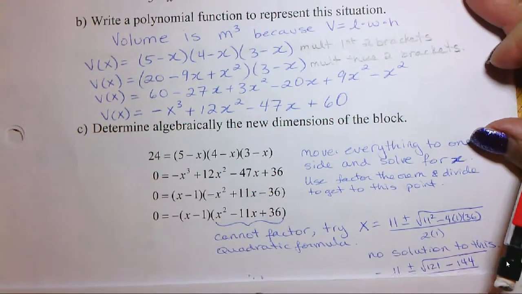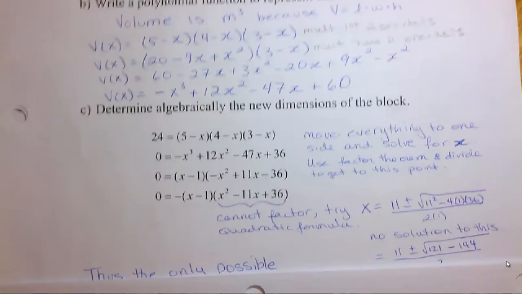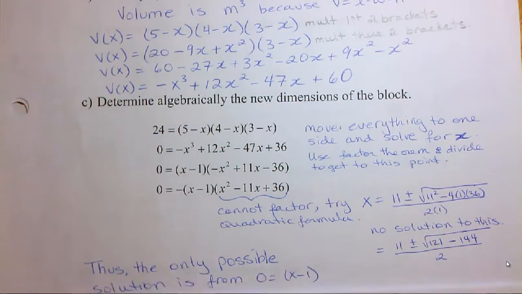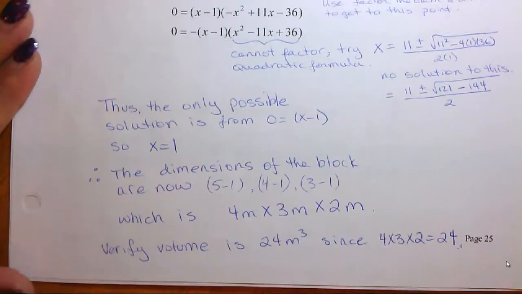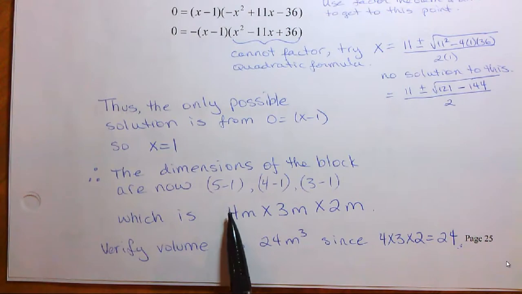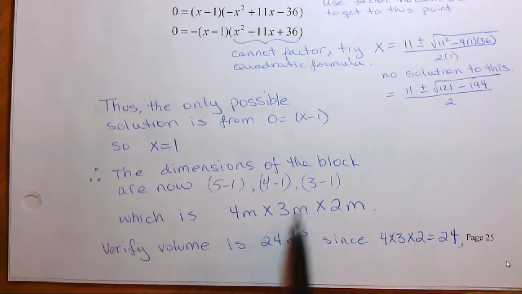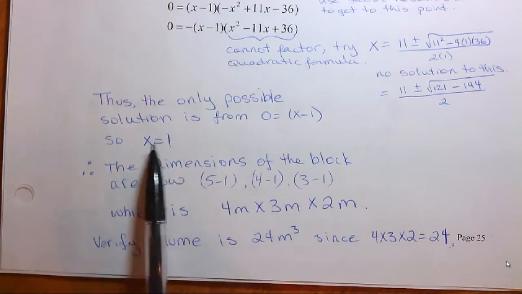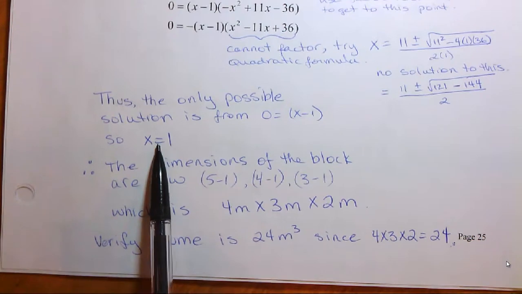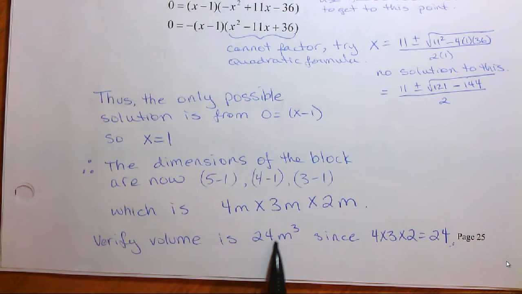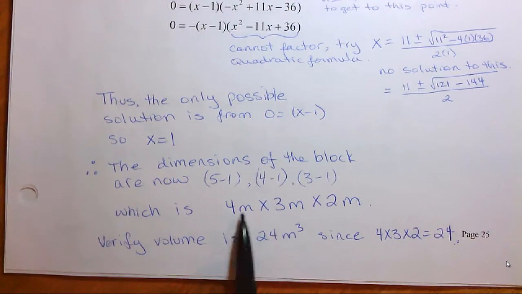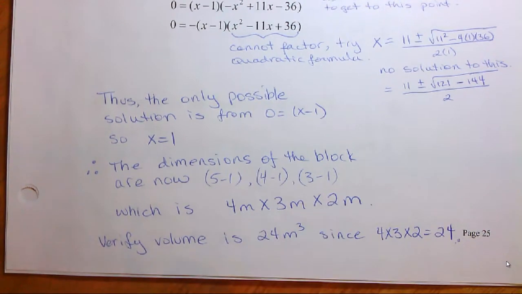We're going to use the factor theorem, we're going to divide, we're going to do everything that we've done in the earlier sections of this chapter. And we're going to get the result that the dimensions of the block are 4 by 3 by 2, because when we got x equals 1, that's the amount that it shrank. And you can verify that the volume of this is 24 meters cubed, since 4 by 3 by 2 is equal to 24.